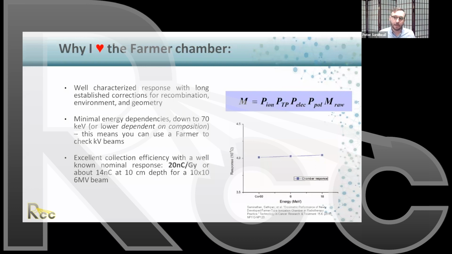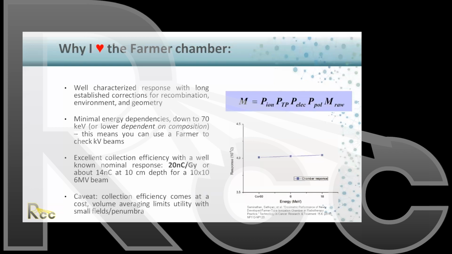And again, I have that burned into my brain, the 20 nanocoulombs per gray. So I know that when I'm checking a 6 MV beam at 10 cm depth, I'm going to get about 14 nanocoulombs, accounting for temperature and pressure and the small variations between manufacturers. I have a sanity check. If something's wrong or out of whack, I'm immediately going to be able to tell. So that's one of the many reasons I love the Farmer chamber.